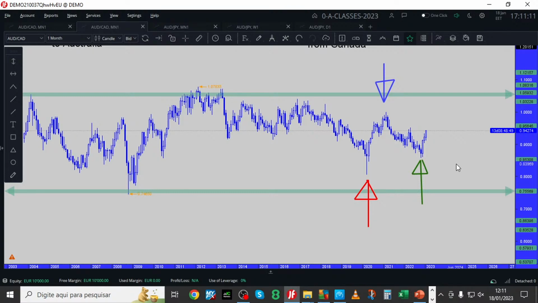Don't be shy, we don't bite, we're here to learn. Type in the chat, what do you think? Which one is the correct one? The red, the blue, the green, or none of them? Wisdom says the red arrow.